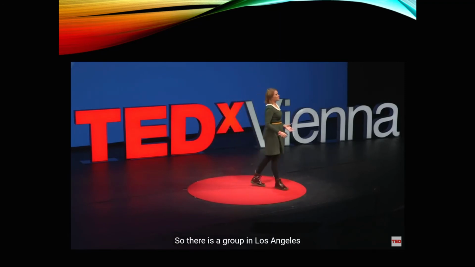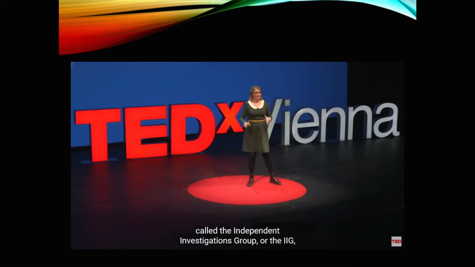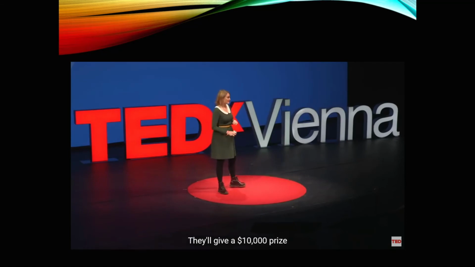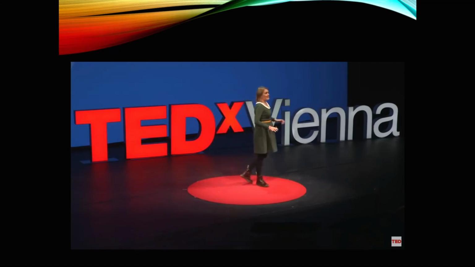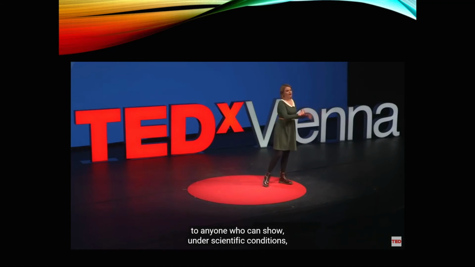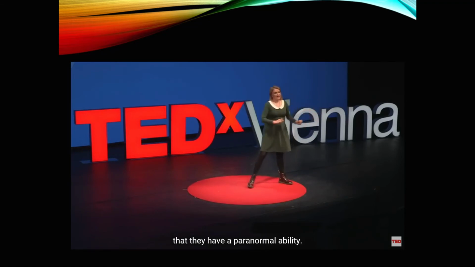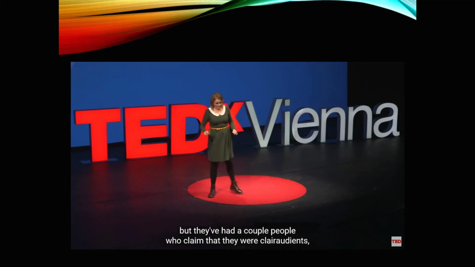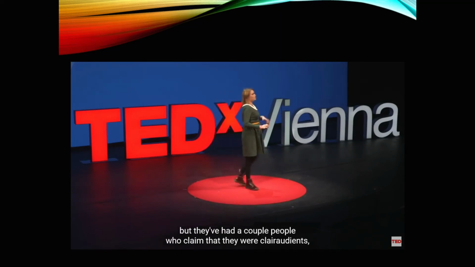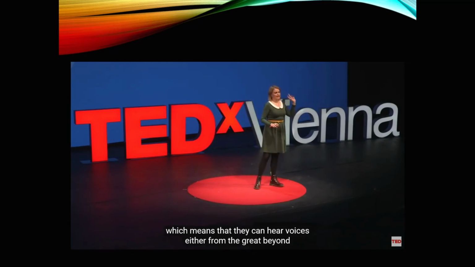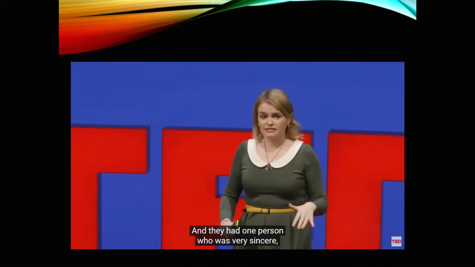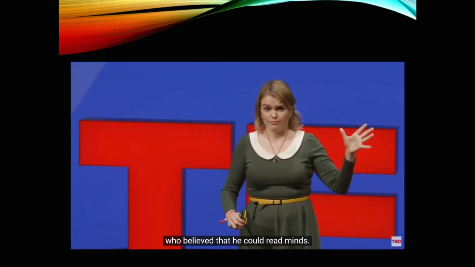And so there is a group in Los Angeles called the Independent Investigations Group, or the IIG, and they do great work. They'll give a $10,000 prize to anyone who can show, under scientific conditions, that they have a paranormal ability. No one's done it yet, but they've had a couple people who claim that they were clairaudient, which means that they can hear voices either from the great beyond or they can read minds. And they had one person who was very sincere, who believed that he could read minds.